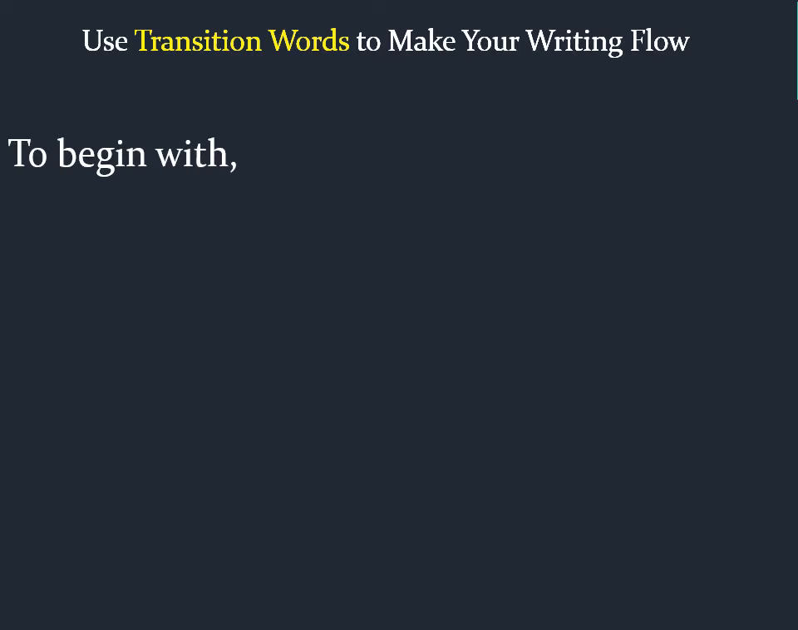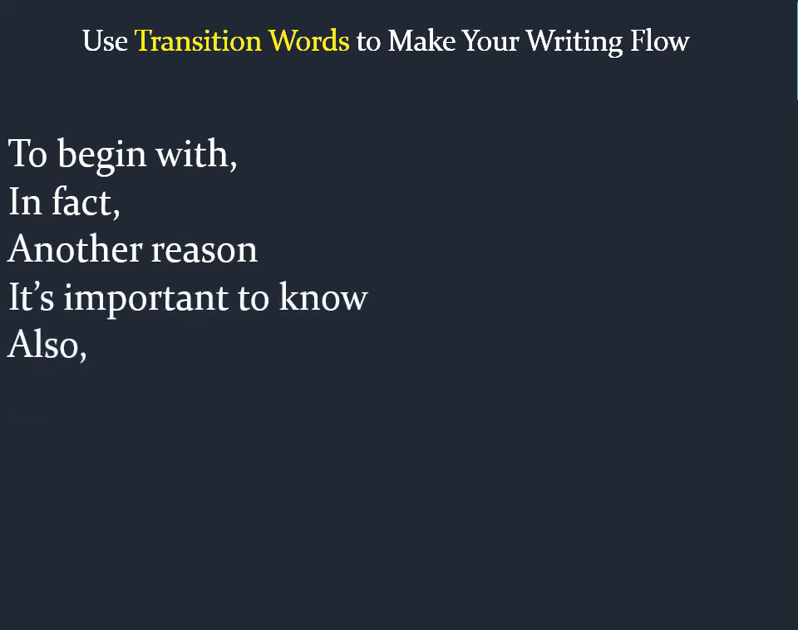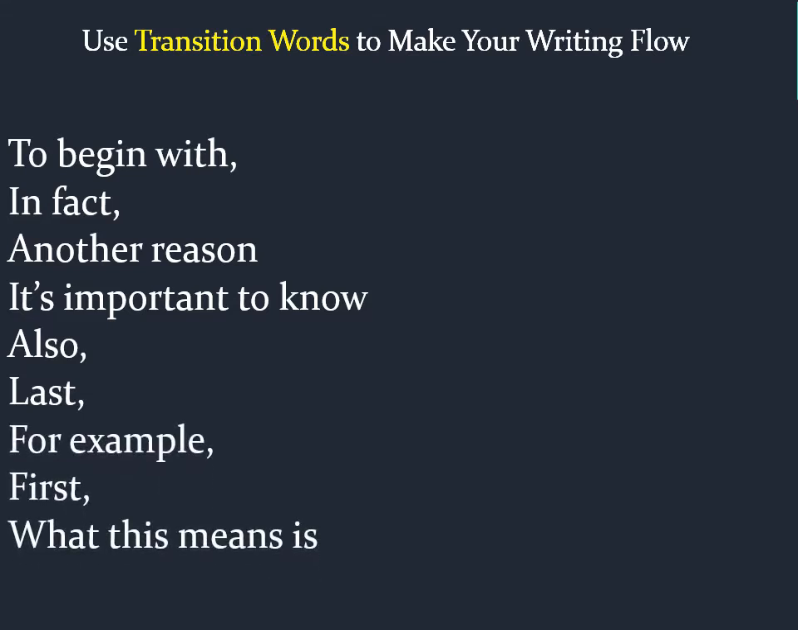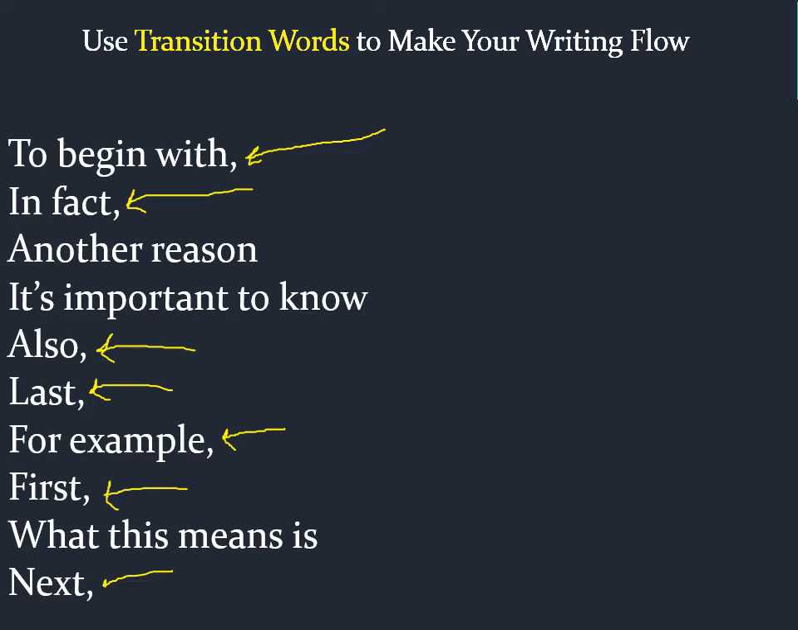So we can use something like this to begin with. In fact, another reason it's important to know, also, last, for example, first, what this means is, next, and there are lots more. And just be careful. I've included a comma with the ones that have to have one. If you don't see a comma here, it's probably not necessary to use it. Okay? So make sure you use these. You don't have to use all of them, but it is very important to help you connect your sentences together and add more information. Okay?